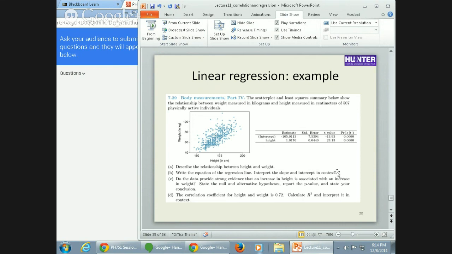Interpret the slope and intercept in context. So how about this intercept? What's that? That's what you would theoretically weigh if your height was 0? Yeah. So it's not a very interpretable thing. We could interpret it as sort of a correction factor. So in looking at a direct proportional relationship between weight and height, the weight would be 1.01 times the height minus this correction factor. But it's not very useful on its own.